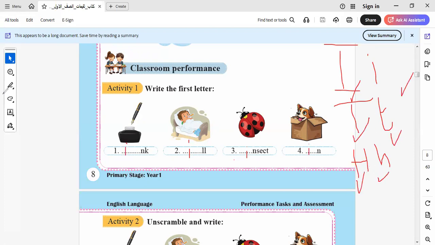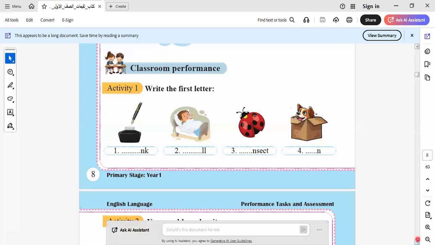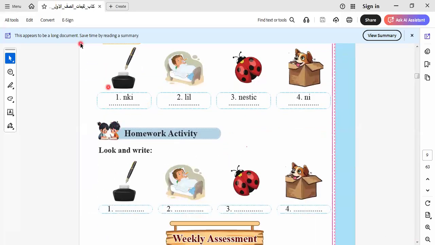Let's continue the rest of the exercise related to this unit. Here is ink. I answer two of them and I will leave the rest for you to do by yourself as homework. Here is ink. Here is ill. We say ill. Here it will be insect. Insect. And here is in. Okay. Let's continue the rest of the exercise.